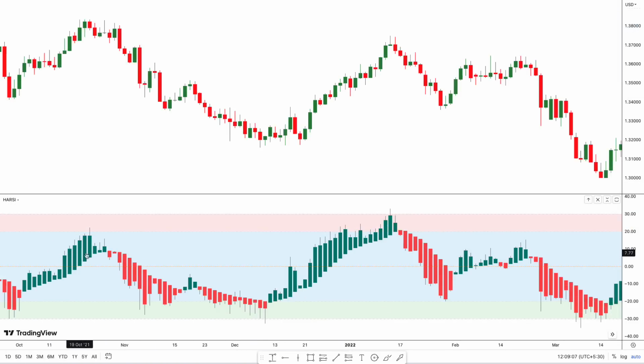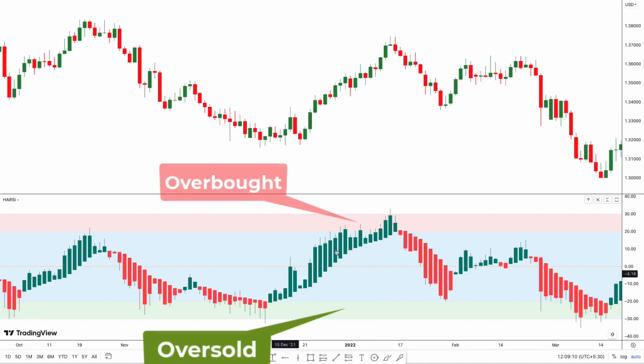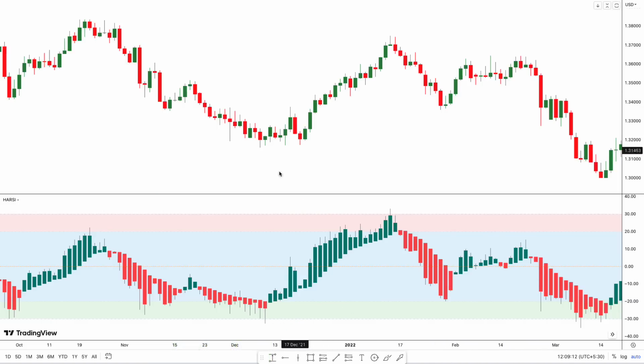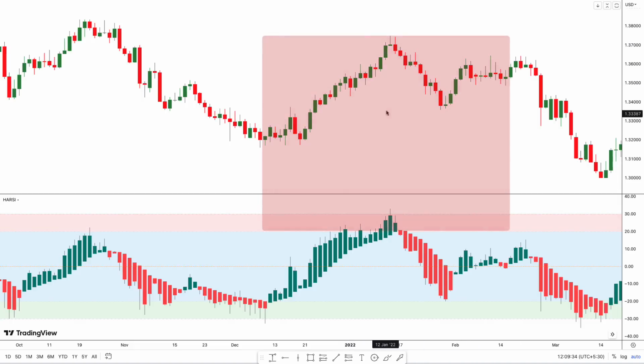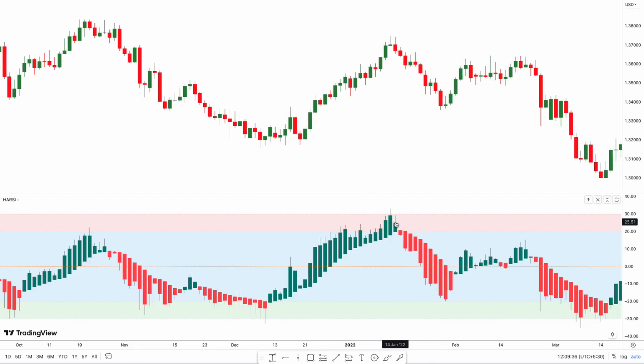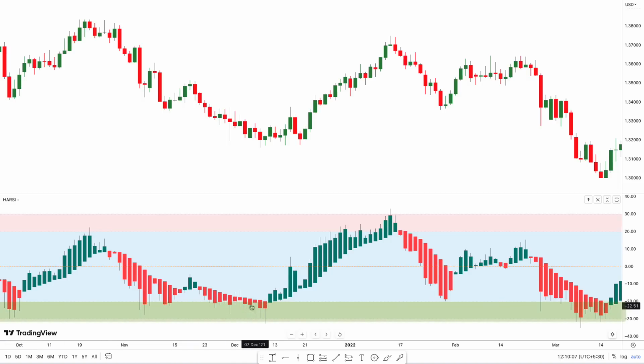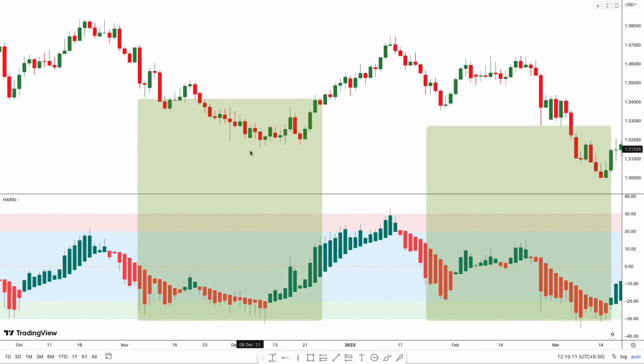The easiest and most straightforward way of reading the indicator involves looking for oversold or overbought signals. Whenever the candlesticks on the oscillator reach the overbought zone, it indicates that a pause might occur in the uptrend or that a bearish reversal might start playing out. On the other hand, whenever the candlesticks on the oscillator reach the oversold zone, it indicates that a pause might occur in the downtrend or that a bullish reversal might start to play out.